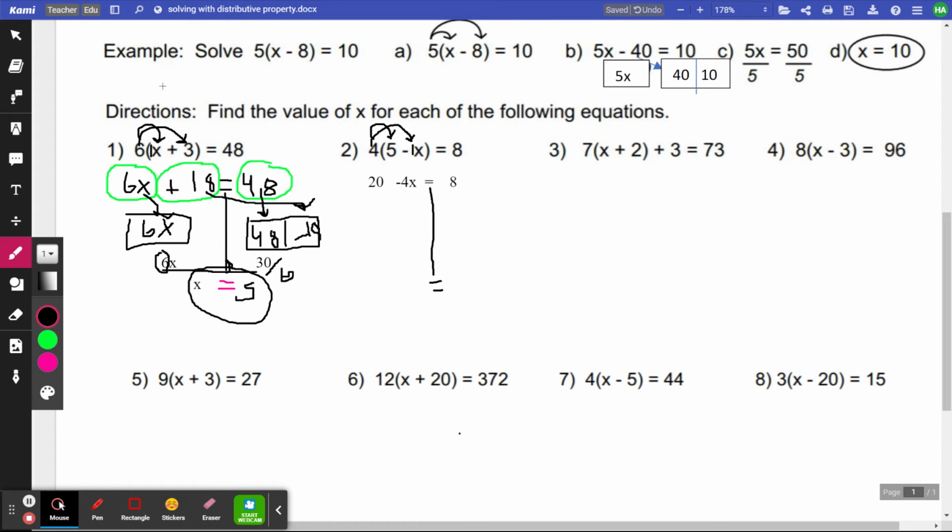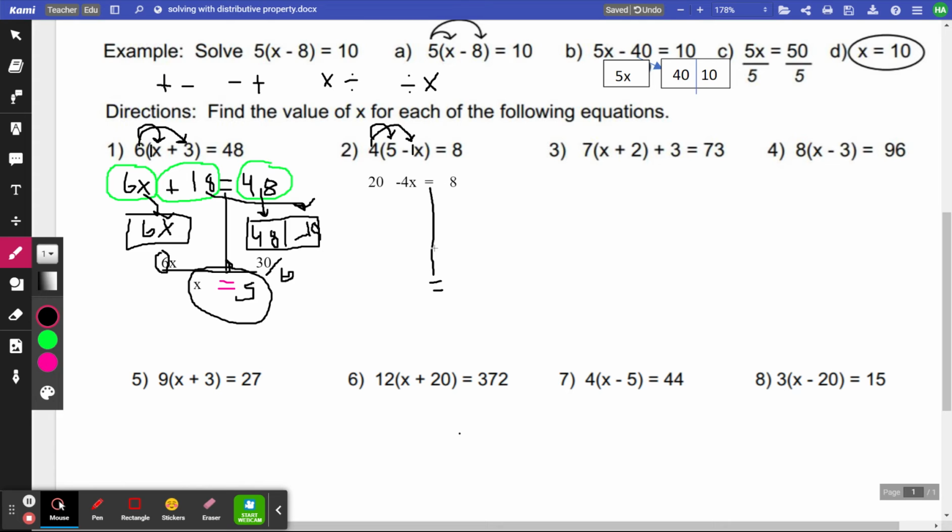Now remember, if it's being added, I cross the line and it becomes a minus or a subtraction or a negative. If it's a negative, when it crosses the line, it becomes a positive. If it's being multiplied by the x, when it crosses the line, it becomes division. All right. And if it's being divided, when it crosses the line, it becomes multiplication. Those are the rules: cross the line, change the sign, it becomes the opposite.